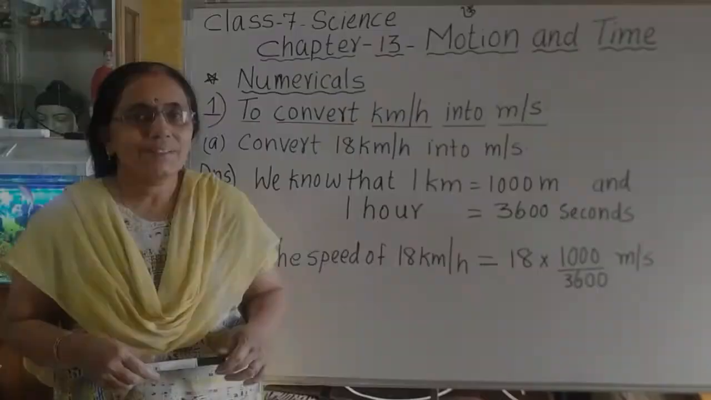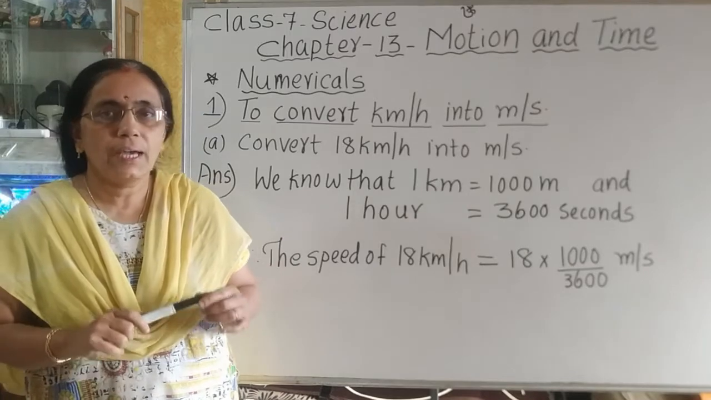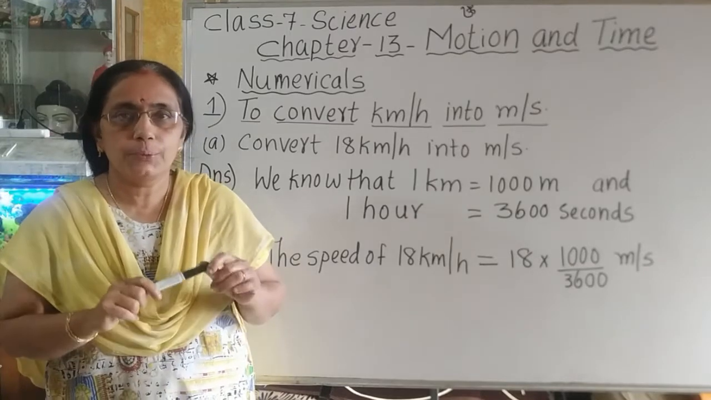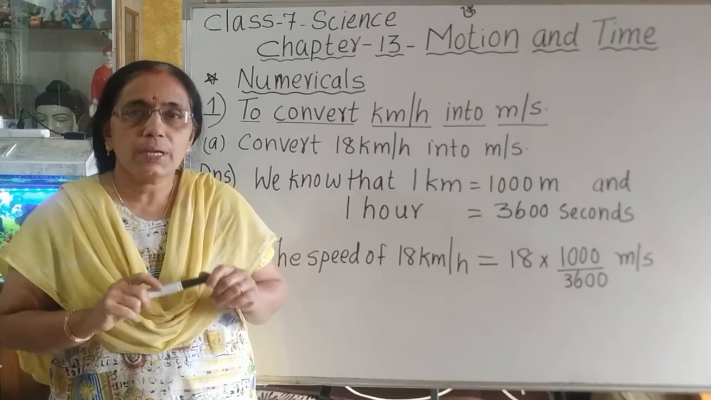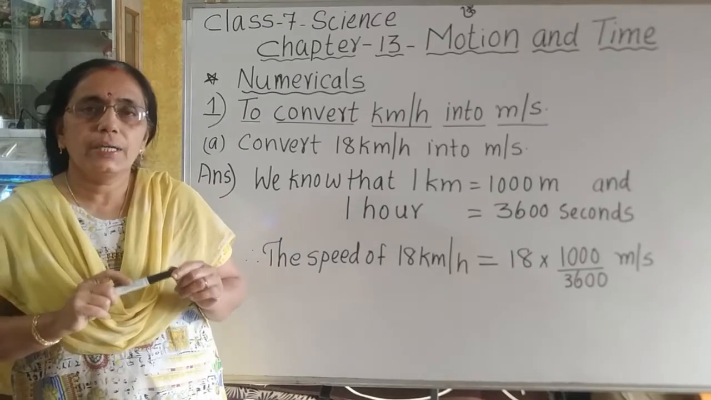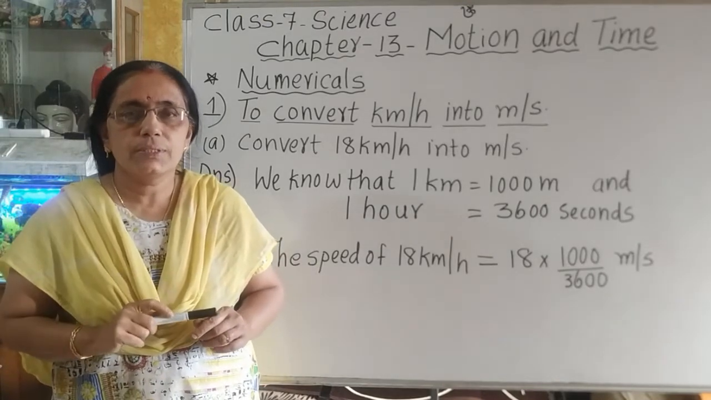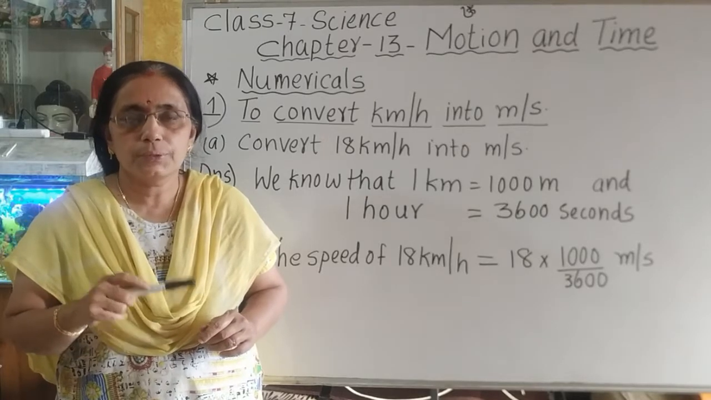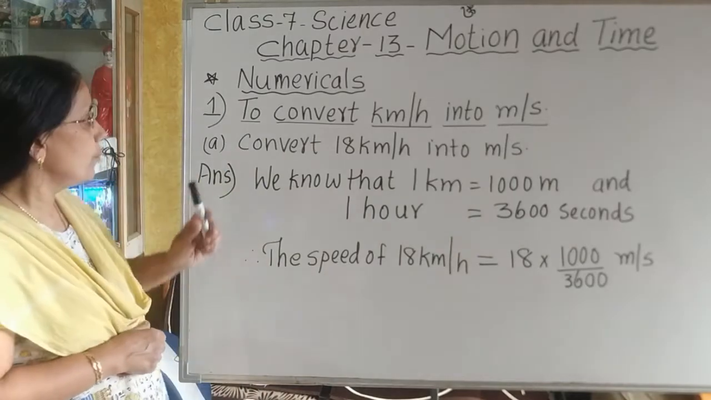Students, in the previous class, we learned how to measure the speed and distance of a moving vehicle using certain devices. Today we will study how to calculate the speed, distance and time if any two of these quantities are known to us. And also we will see how to convert the units of speed. So let's start with the first numerical.